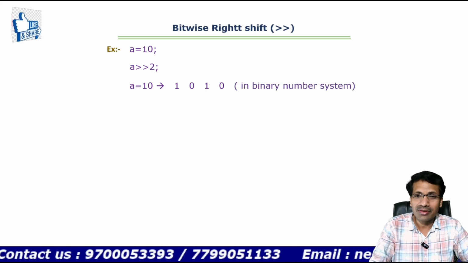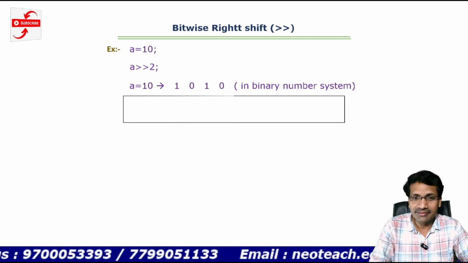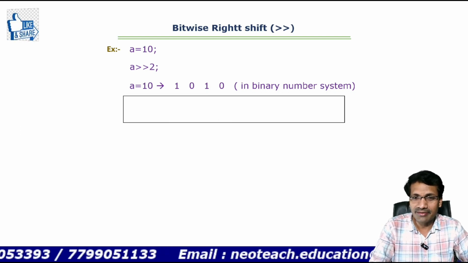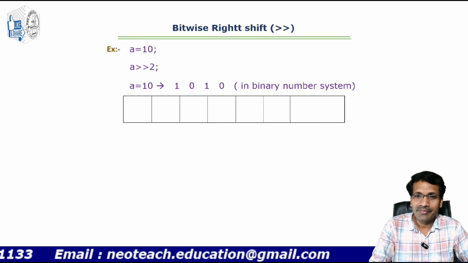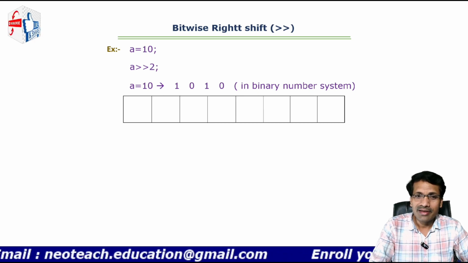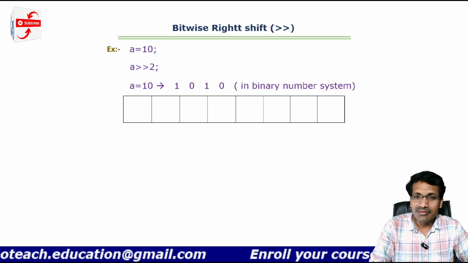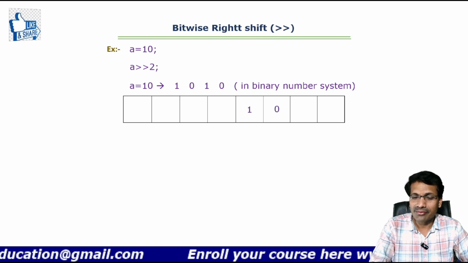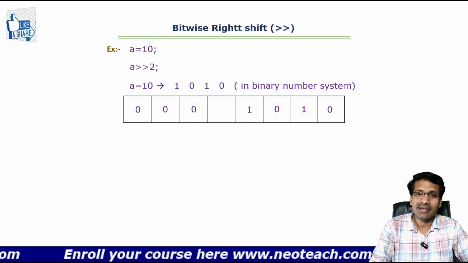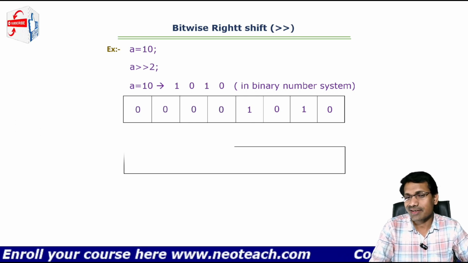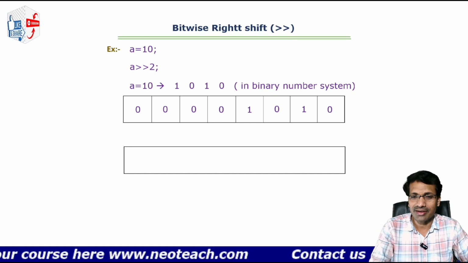Now we are going to take one byte, like in the previous example. So we take an 8-bit combination. Now we write 1010 on the right side. The left 4 bits you fill with zeros, because zeros on the left don't change the value. It's 1010 only, right?